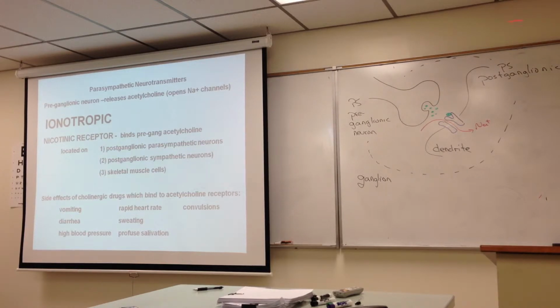In addition, postganglionic sympathetic fibers will actually release acetylcholine themselves in the skin on sweat glands. So profuse sweating is the acetylcholine binding to sweat glands because a few postganglionic sympathetic neurons actually release acetylcholine, and those receptors are ionotropic.